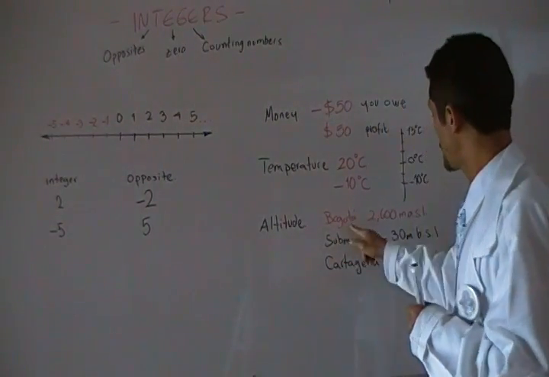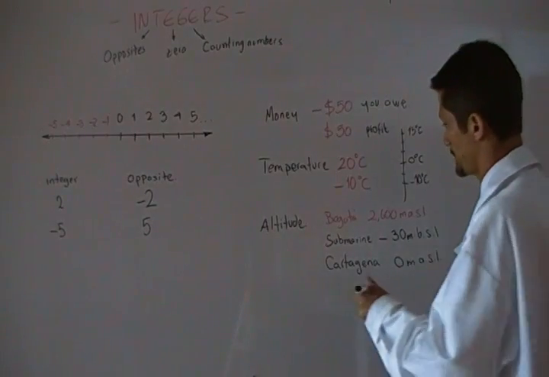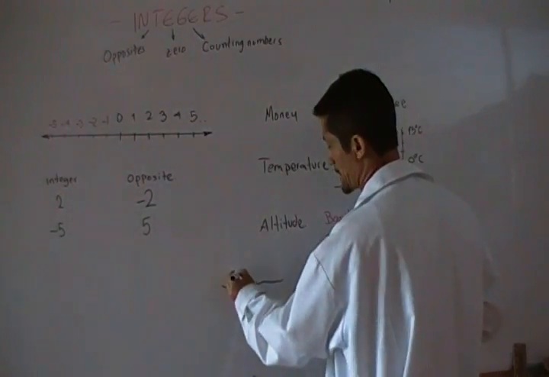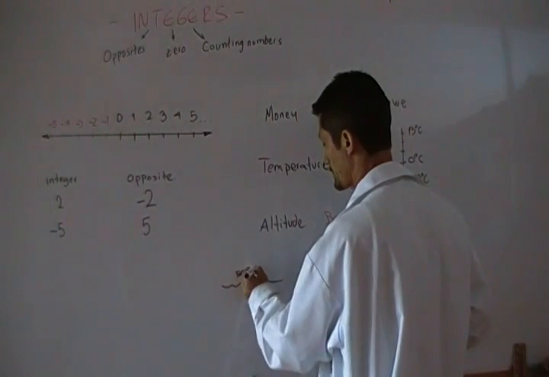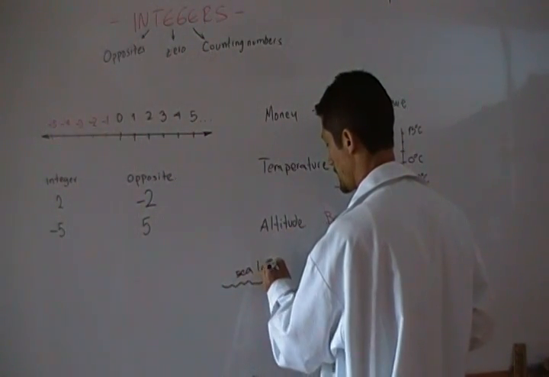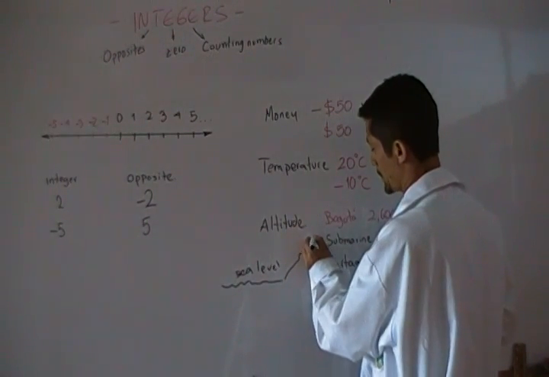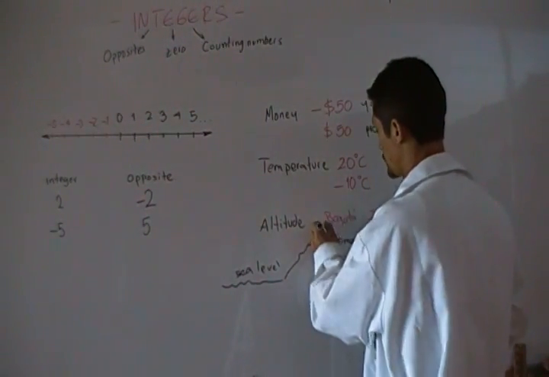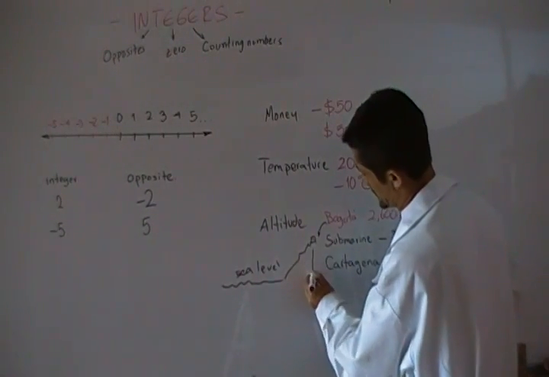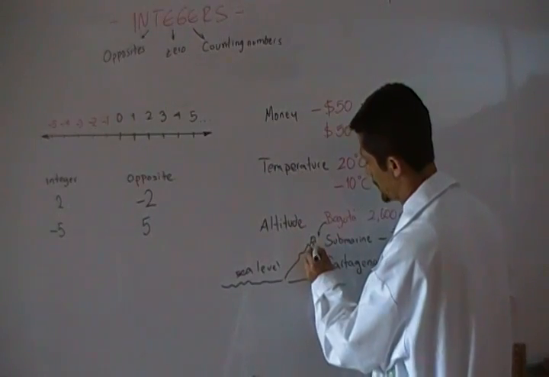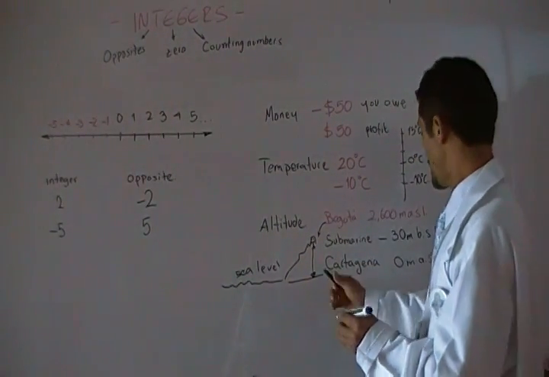Altitude. For example, Bogota is compared to other cities. If you imagine, this is the sea, this is the sea level. Bogota is here, for example, Bogota. So Bogota is at 2,600 kilometers above the sea level.